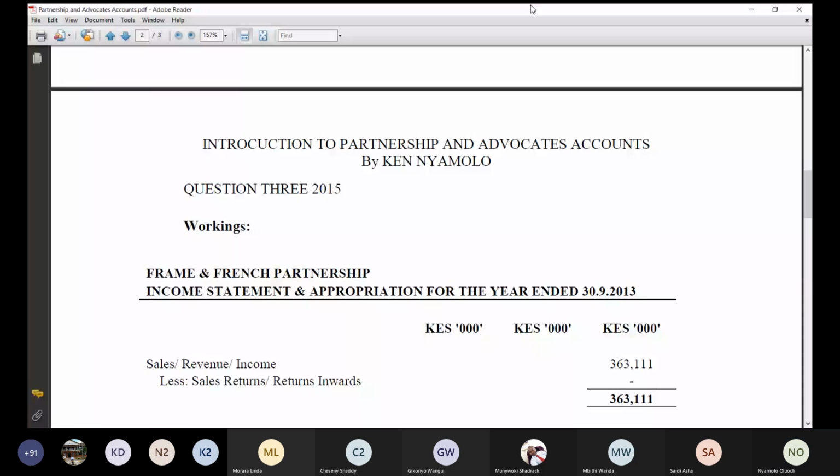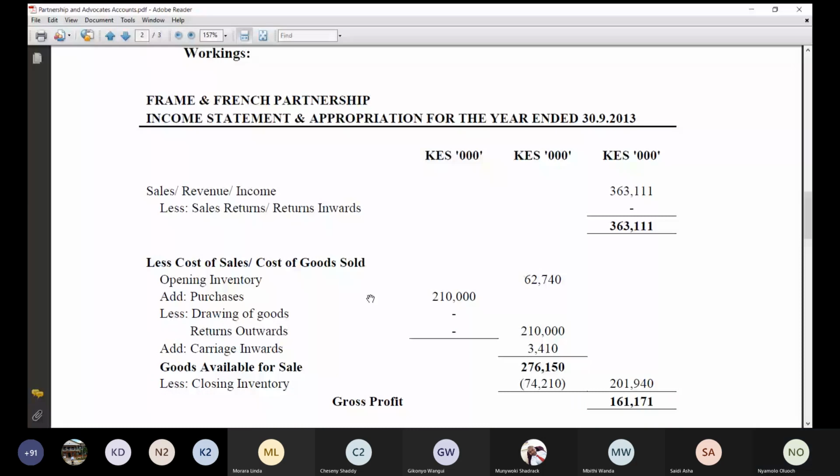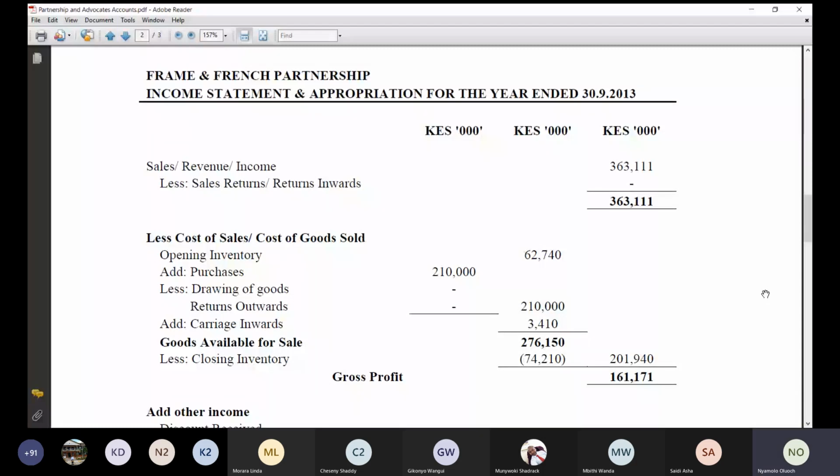So then, once you've completed your workings, then I remember Linda gave us the format yesterday. Our sales, according to the question, they are somewhere after the inventory at 30th September 2012. We are given as 363,111,000. If we had sales return or returns inwards, we would deduct. In our question, we don't have any, and so then our sales remain at 363,111.